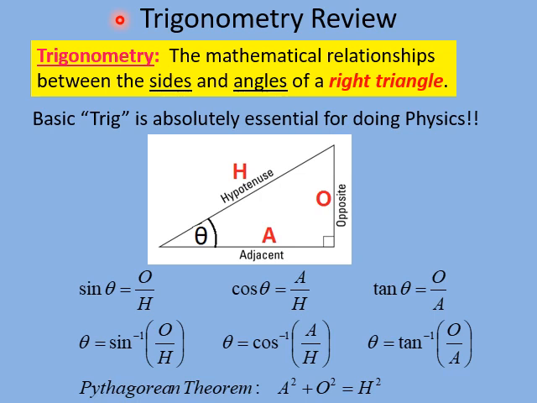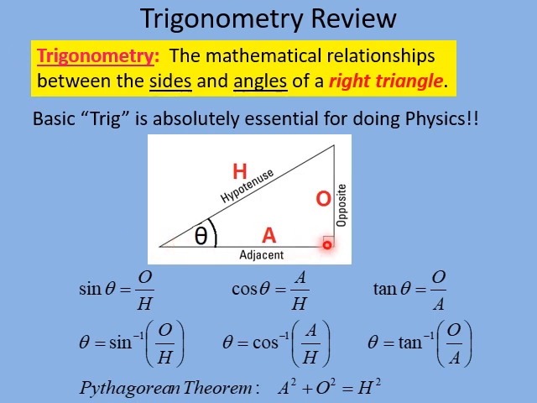So the bad news is you may have had some bad experiences or nightmares with trigonometry in the past, but the good news is we're going to keep it pretty simple. In fact, everything you need to know about trig is basically all shown on this one slide here. So let's go ahead with the review. First of all, what is trig? Trigonometry is basically the mathematical relationships between the sides and angles of a right triangle. Right triangles are very important for working with vectors, and we're going to see them over and over in this course as we study physics.